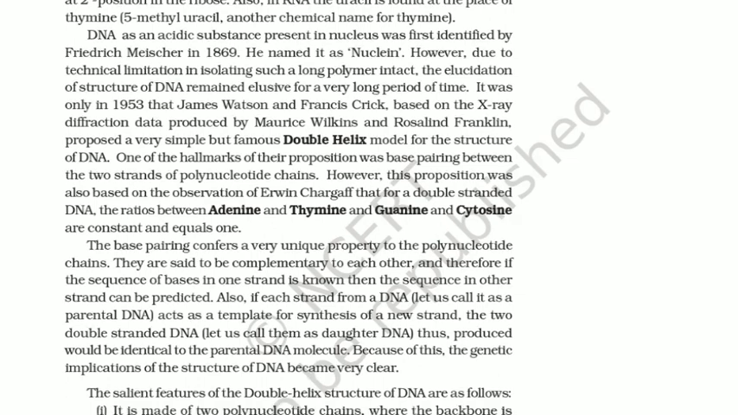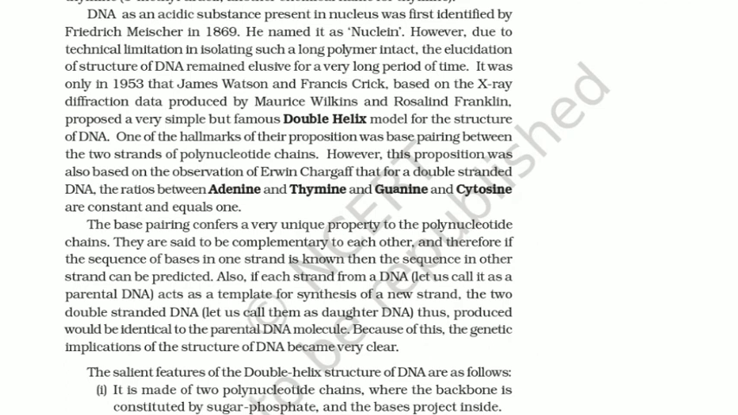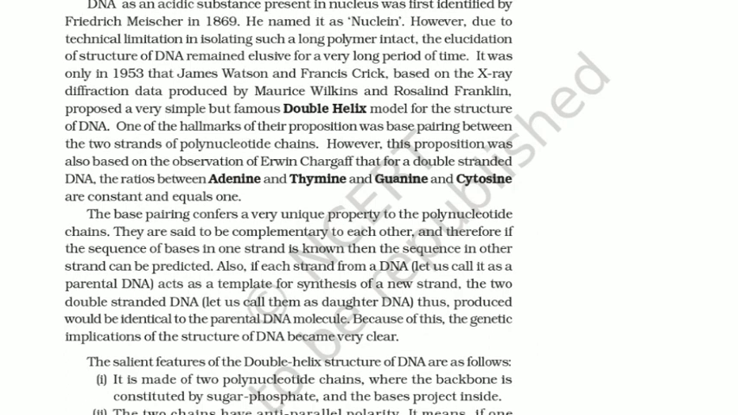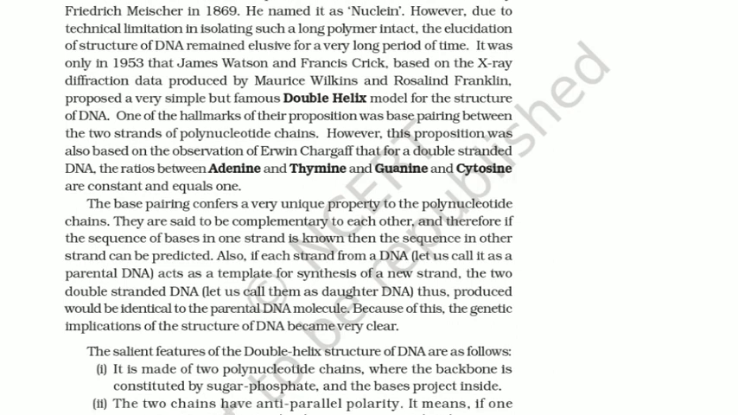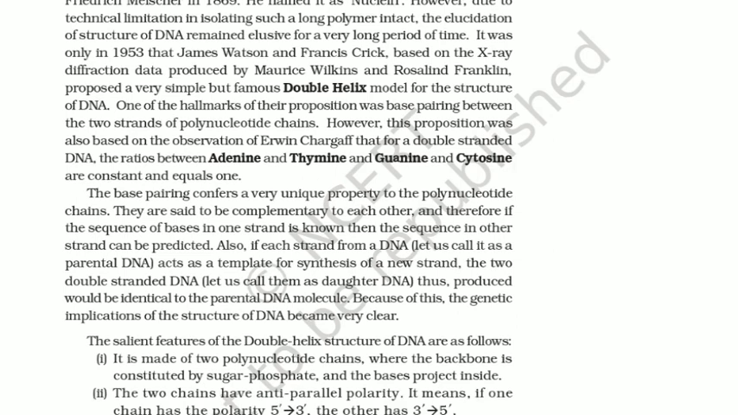DNA as an acidic substance present in the nucleus was first identified by Friedrich Miescher in 1869. He named it nuclein. However, due to technical limitations in isolating such a long polymer intact, the elucidation of the structure of DNA remained elusive for a very long period of time. It was only in 1953 that James Watson and Francis Crick, based on the X-ray diffraction data produced by Maurice Wilkins and Rosalind Franklin, proposed a very simple but famous double helix model for the structure of DNA. One of the hallmarks of their proposition was base pairing between the two strands of the polynucleotide chain.